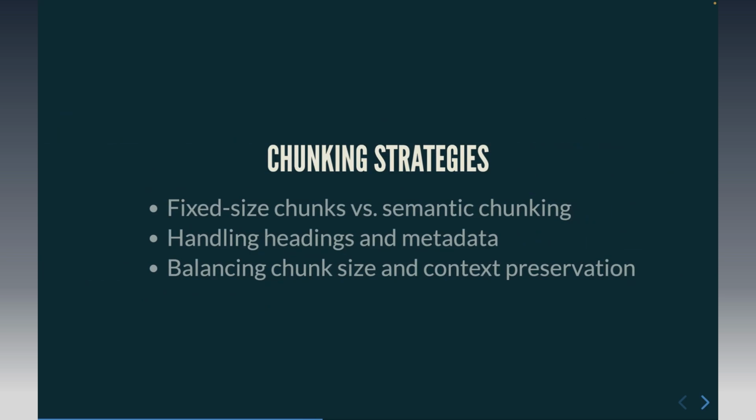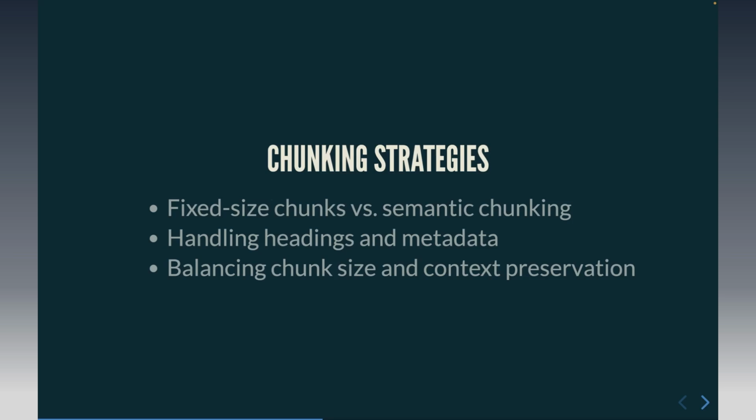Chunking is where we split our documents into smaller pieces that can be embedded and retrieved effectively. There are different strategies for this, from simple fixed-sized chunks to more complex semantic chunking that tries to preserve logical units of information, such as keeping code blocks with the content discussing the code.